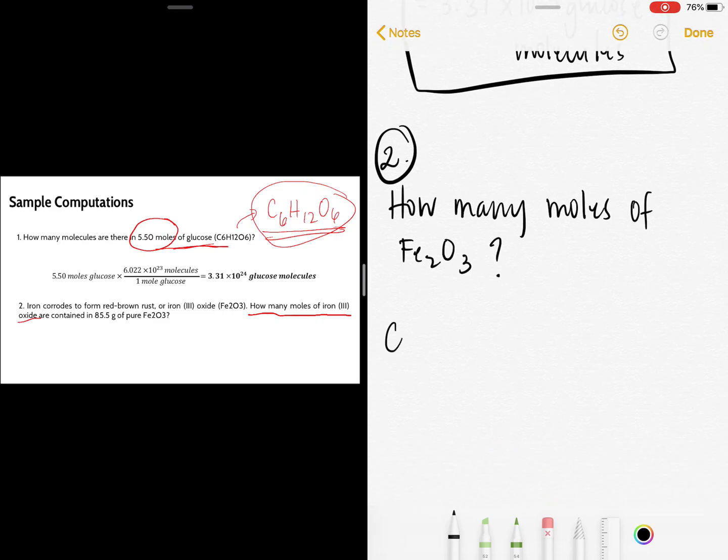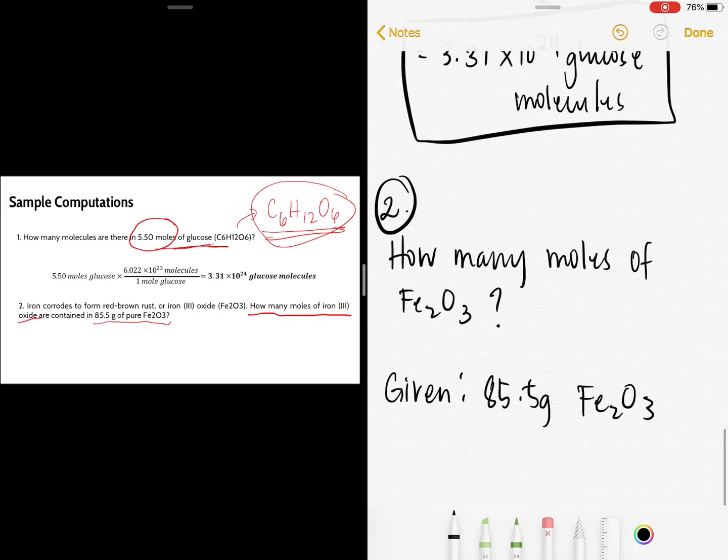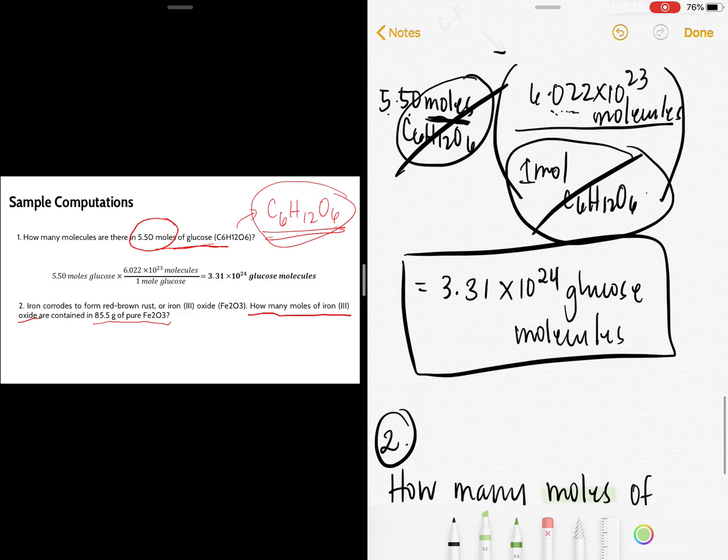Next, ano yung binigay sa'yo na number? So, the given here is this one. 85.5 grams of pure ferric oxide. Ano yung susunod na step? Check mo yung conversion factors natin. Tingnan mo yung units. Ang hinahanap sa'yo ay mole, ang binigay sa'yo ay gram.